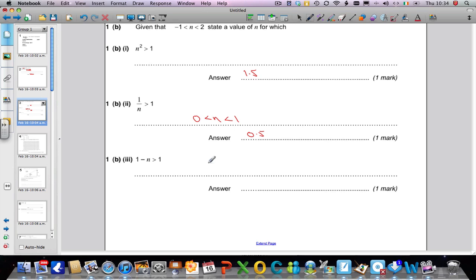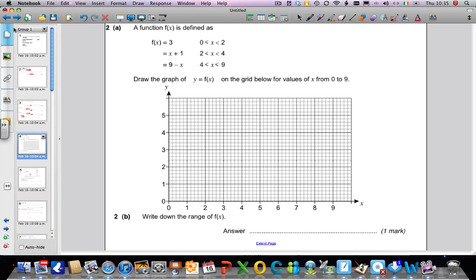And the next one, any number that's between minus 1 and 0 will give us a correct answer here. So I chose minus 0.5. 1 divided by minus 0.5 is minus 2, which is not greater than 1, so that's not the one. And that's that question. Right, question 2.